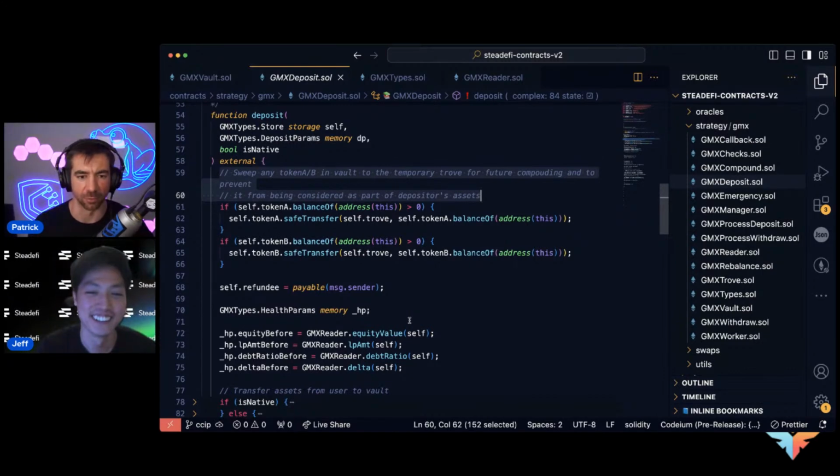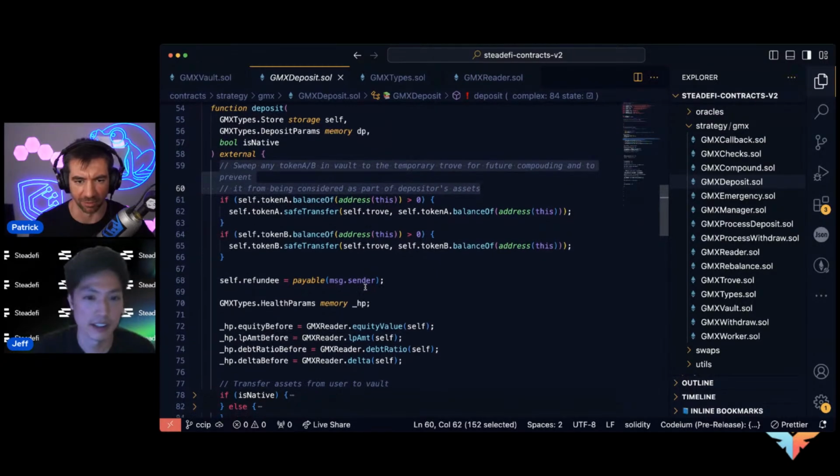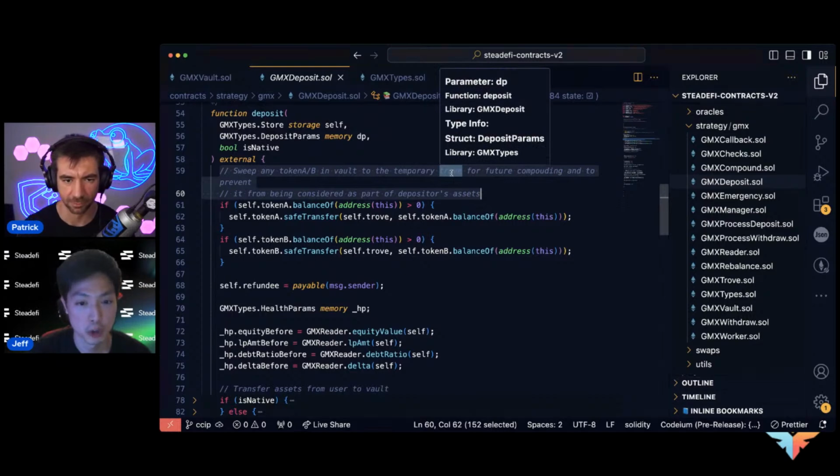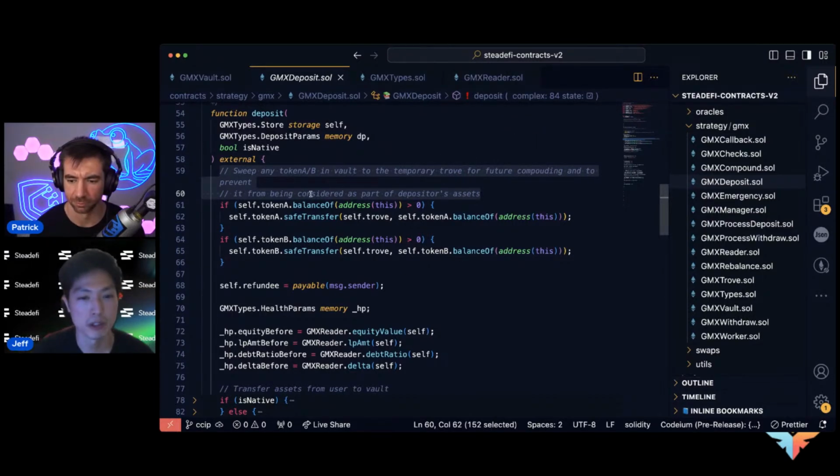So I was curious. We haven't checked for is native yet. Maybe that doesn't matter. It sounds like that's actually fine. Okay, cool. Sorry, keep going. No problem. But here we suddenly bring in the word trove. So it might be a little bit odd. Like, why are we doing this?